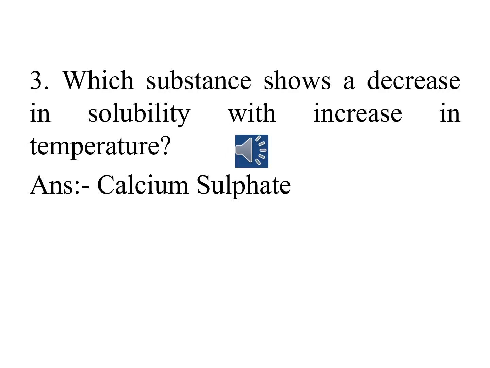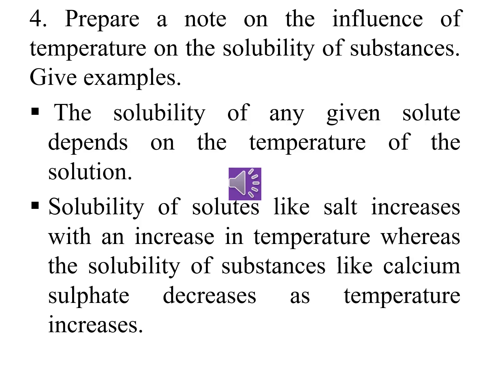Which substance shows a decrease in solubility with increase in temperature? The answer is calcium sulfate. Calcium sulfate is a substance which shows a decrease in solubility in the graph with increase in temperature. And the last question is, prepare a note on the influence of temperature on the solubility of substances.